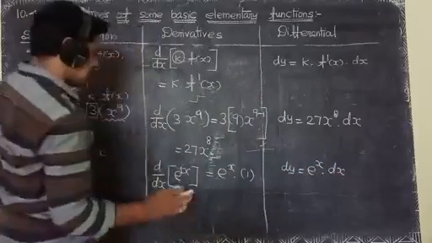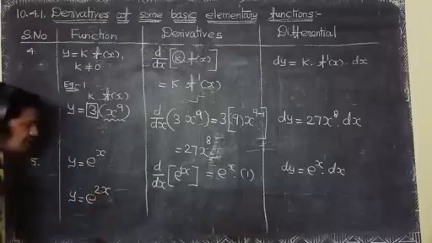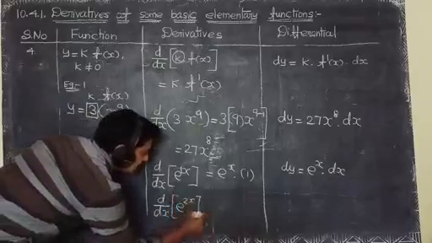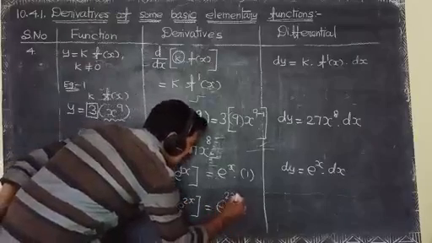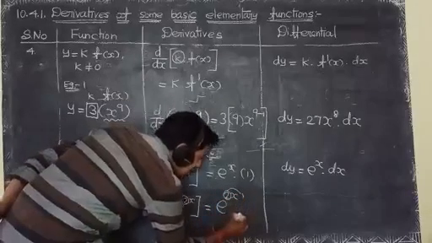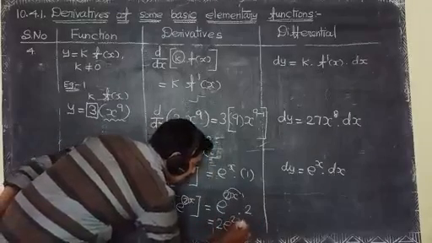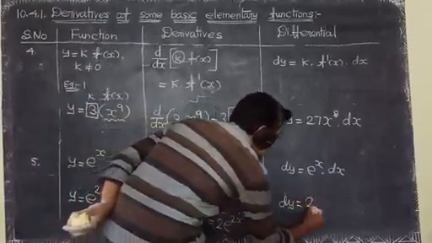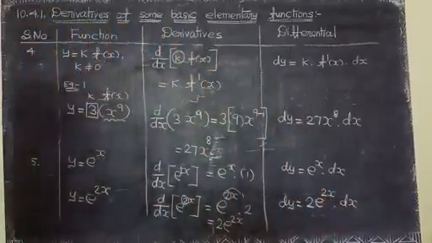Suppose the function is y equal to e power 2x. Then d by dx of e power 2x is equal to, since the coefficient is 2, the product with 2, that is 2 into e power 2x. Okay, the differential is dy, which is equal to 2 into e power 2x into dx.